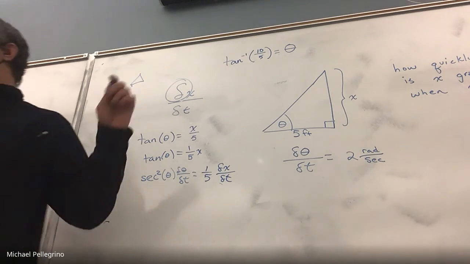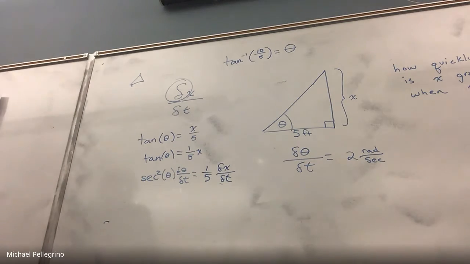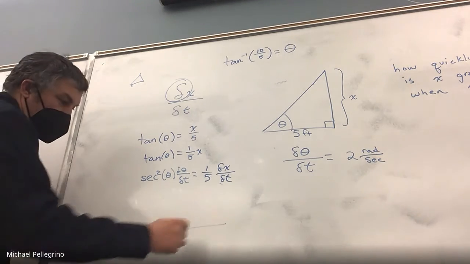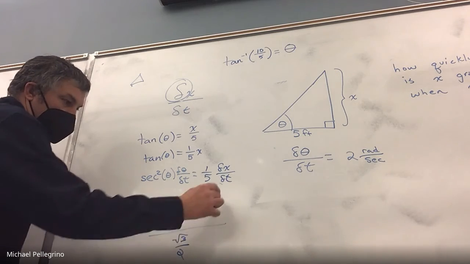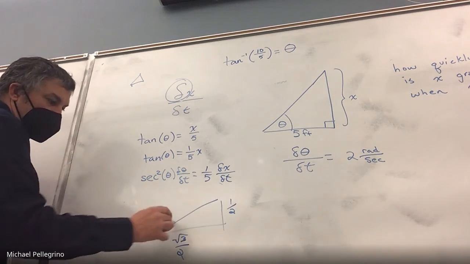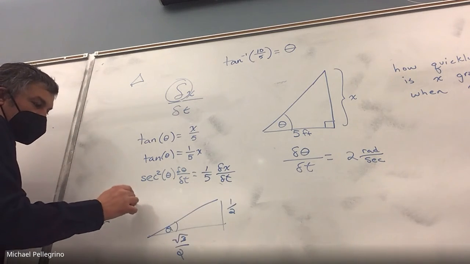Probably not, unless it was like pi over 6. Unless it was like 1 half over root 3 over 2, which is one of the unit circle values. So if you know that this side is root 3 over 2, and you know this side is 1 half, you can find theta, because theta is pi over 6.